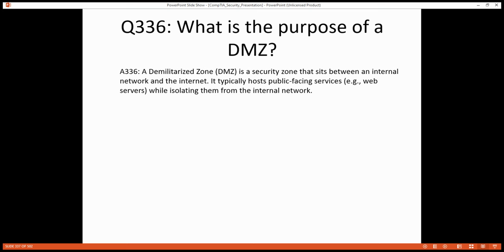Q336. What is the purpose of a DMZ? A336. A demilitarized zone, DMZ, is a security zone that sits between an internal network and the Internet. It typically hosts public-facing services, e.g., web servers, while isolating them from the internal network.